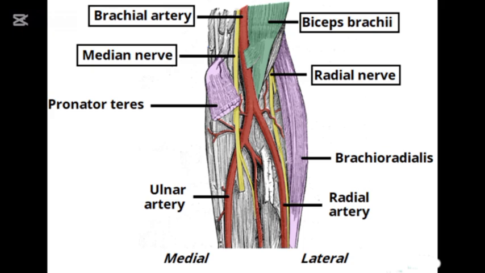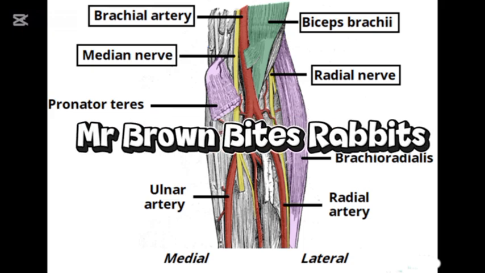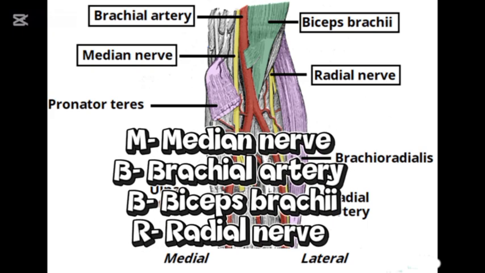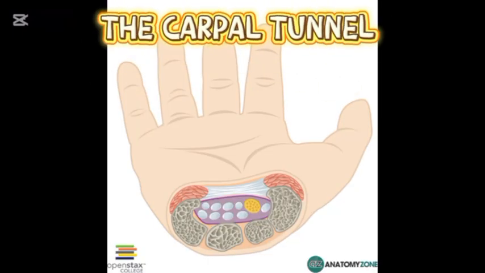The last content is the median nerve. It travels medially through the cubital fossa, exiting by passing between the 2 heads of the pronator teres. A mnemonic for the contents of the cubital fossa from the median nerve to the radial nerve is Mr. Brown bites rabbits. M for median nerve, B for brachial artery, B again for biceps tendon, and R for radial nerve. The next anatomical area that we'll be talking about is the carpal tunnel.